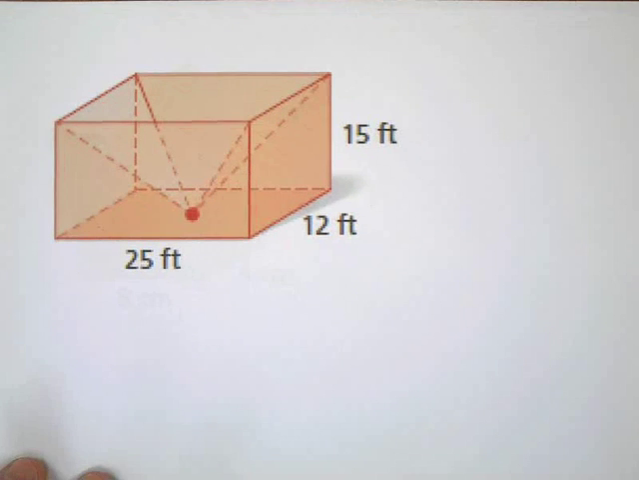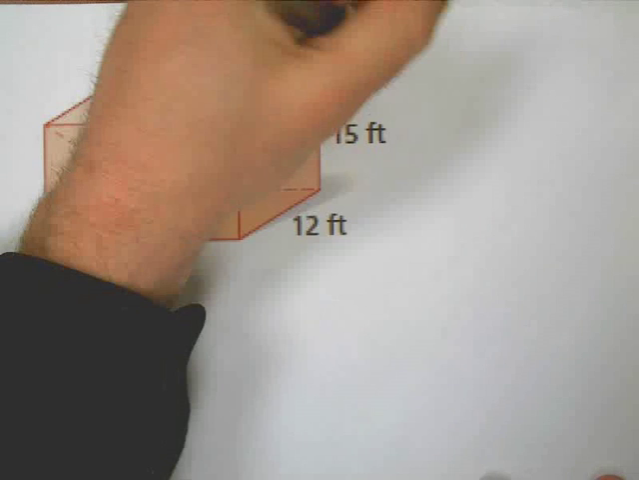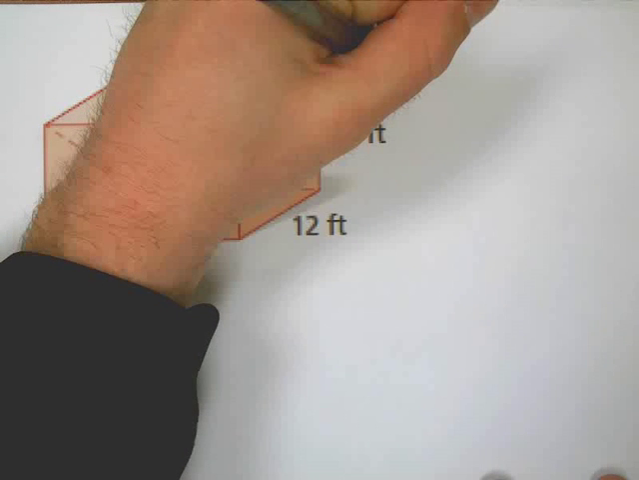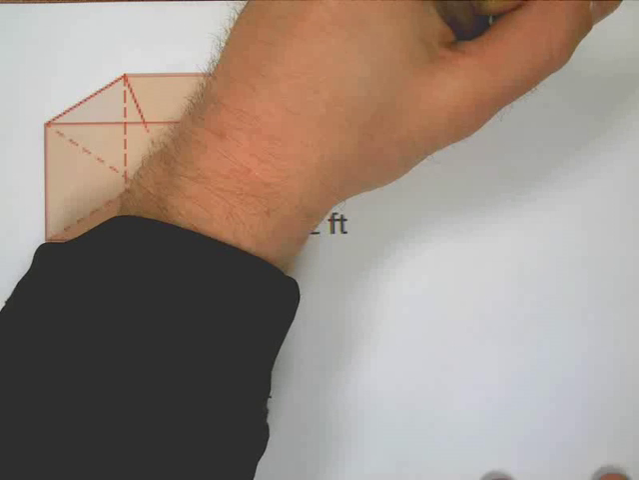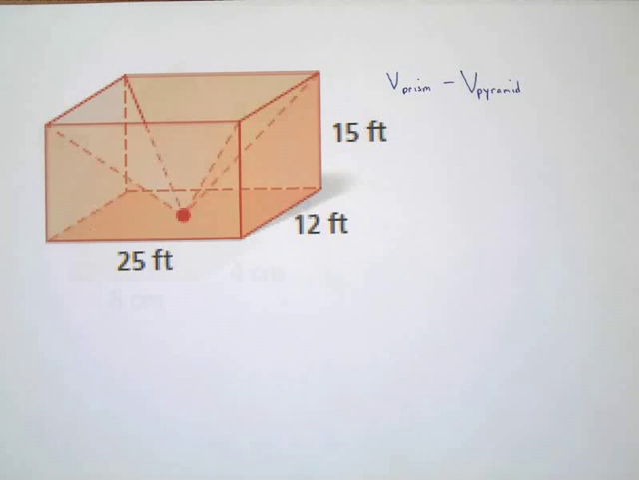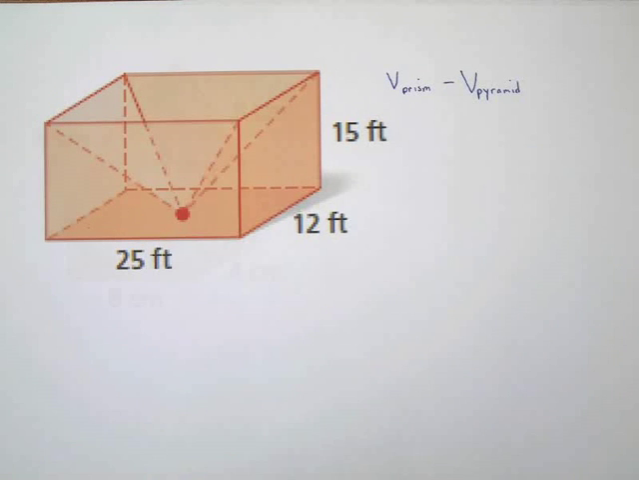Here we have a rectangular prism, but it has a pyramid that's cut out of the top, right? So this is going to be a subtraction problem. First, let's find the volume of this prism, and then let's subtract the volume of the pyramid. Well, the volume of the prism is pretty easy. It's length times width times height, right?